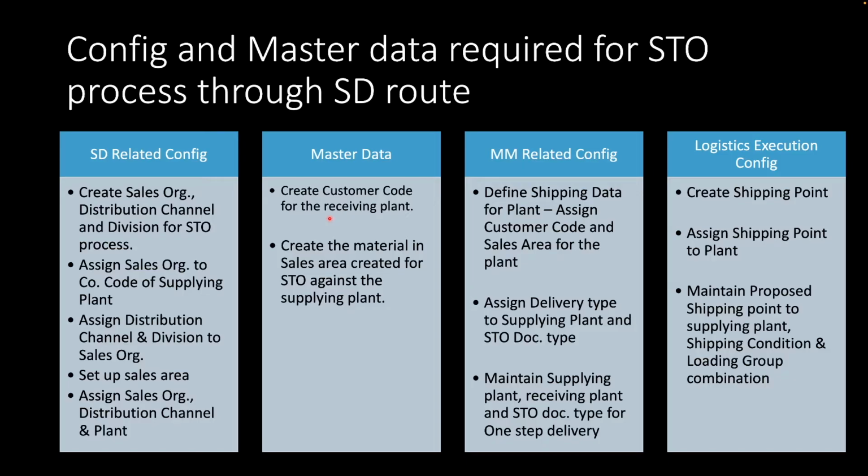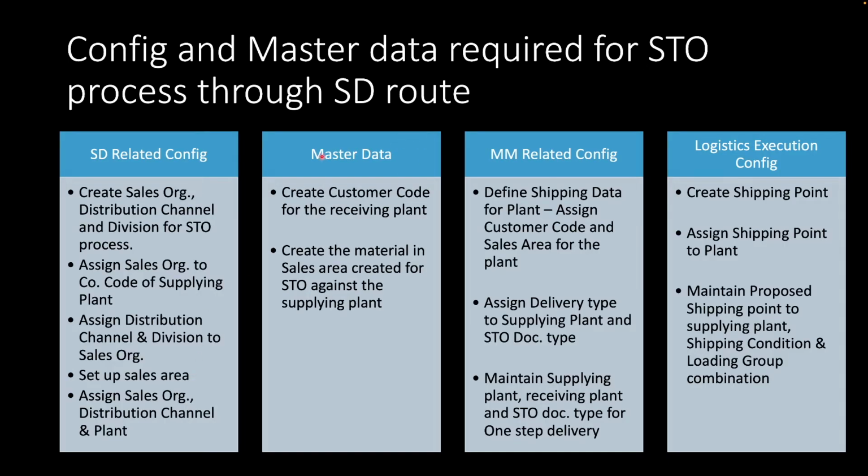Now one more thing you need to remember here is that the customer code that you have created for the receiving plant has to be extended in the sales area of the supplying plant. That is the sales area that you have assigned to the supplying plant. The customer code of the receiving plant has to be extended to that particular sales area. Now once you have created the master data, then you have to actually do the related configuration. We have just discussed that we have created a sales area, but this sales area has to be assigned to your supplying plant. How will the system understand that this supplying plant is connected to this sales area?